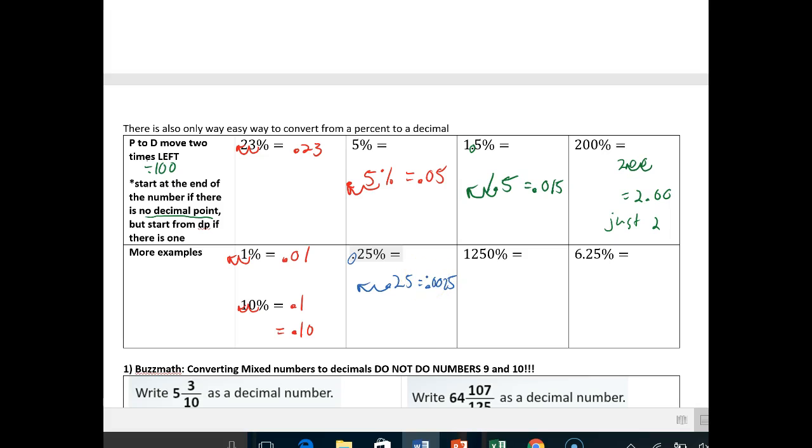Very small number there. No decimal here, so start at the end, once, twice, we get 12.5. Decimal here, so start from the decimal and move once, twice, you get 0.0625 because you had that empty space right there.